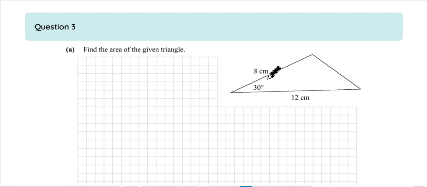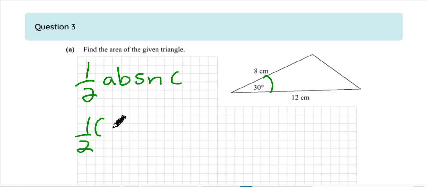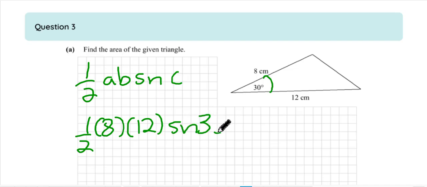Area of the triangle. I think this was a fairly easy one. A half, a b sine C. We should all get 5 out of 5 here. So what do you want A to be? A is a length. 8, B. And then sine 30. Throw it all in the calculator. 24 centimeters squared. All right.